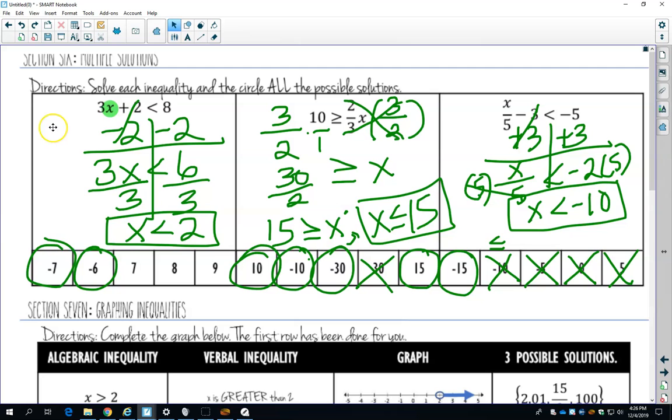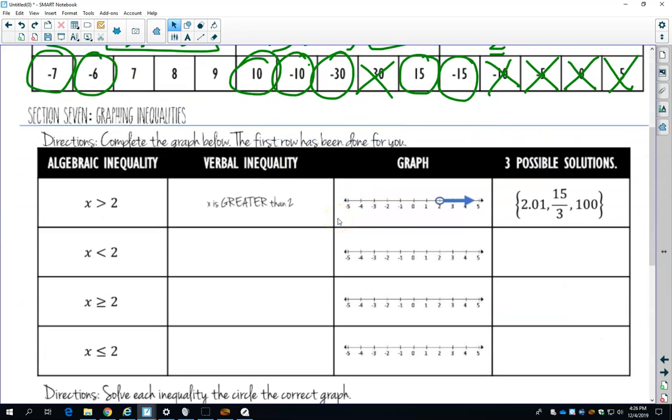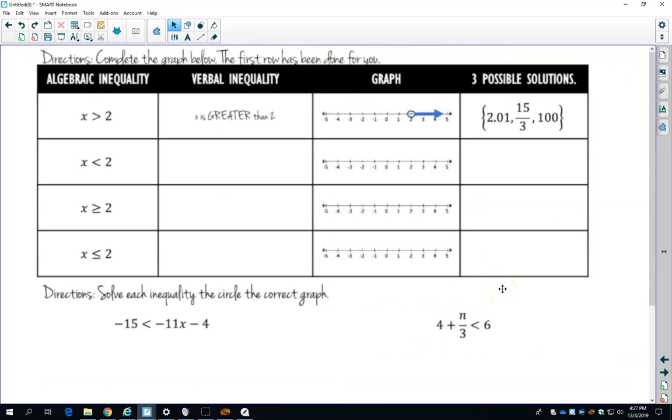All right, now we're going to look at some graphing. So we have x is greater than 2. And your graph is going to be an open circle to the right. So some possible solutions are going to be 3, 4, 20. Okay, multiple solutions here that are greater. But notice I did not include 2.